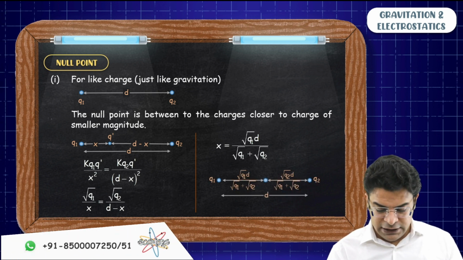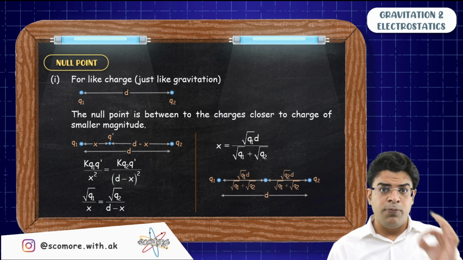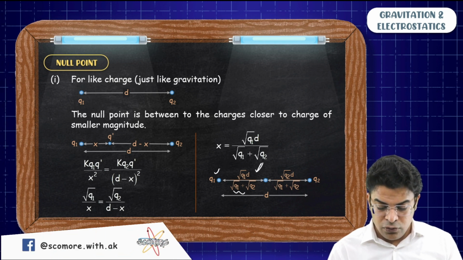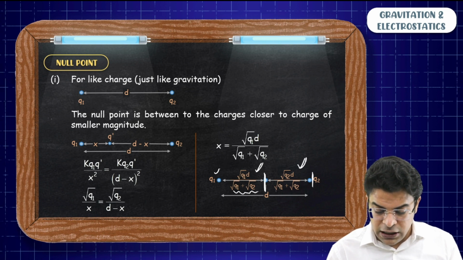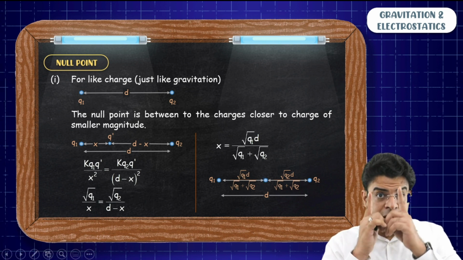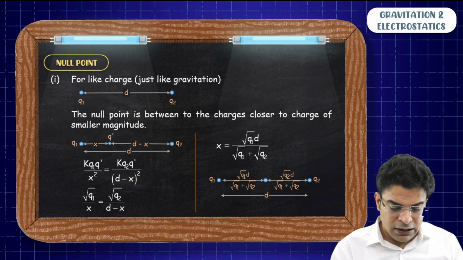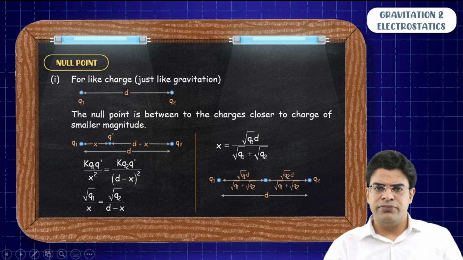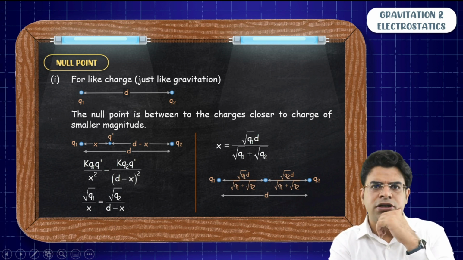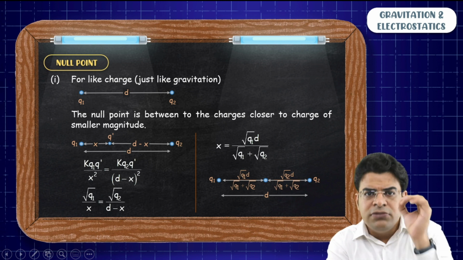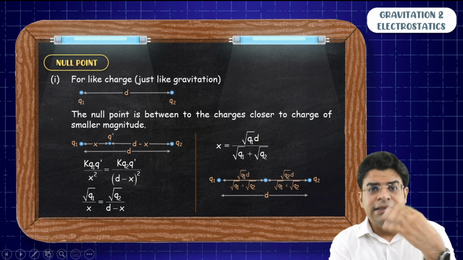So if we visualize the two charges q1 and q2, and we think of the null point, then the distance of the null point from q1 is root q1 d by root q1 plus root q2, and the distance of the null point from q2 is root q2 d upon root q1 plus root q2. This is the same as that of gravitation when both the charges are like. Remember that. Do you have positive and negative mass? No. You have only one type of mass. So if you have only one type of charge, that case is same as that of gravitation.